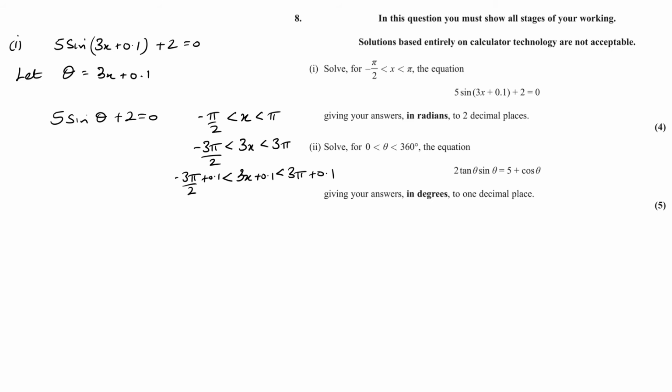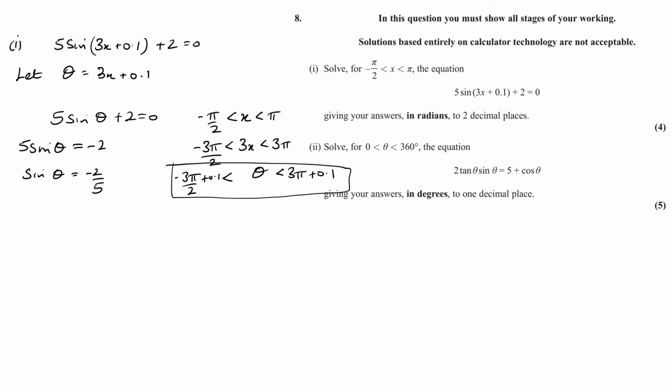So in other words, this bit here has become my theta. So this is the range that I'm going to be looking for. Now let's go back to our equation. So 5 sine theta equals minus 2, sine theta equals minus 2 over 5. So now we want to find theta. So if I put this into my calculator, I would get this value here. Well, actually this to 3 significant figures.